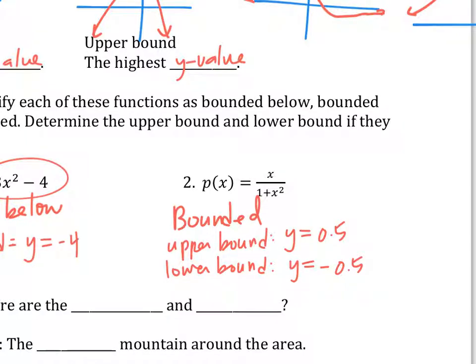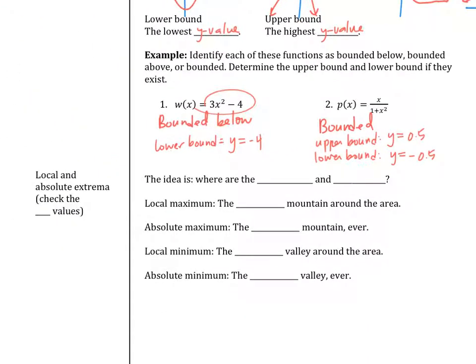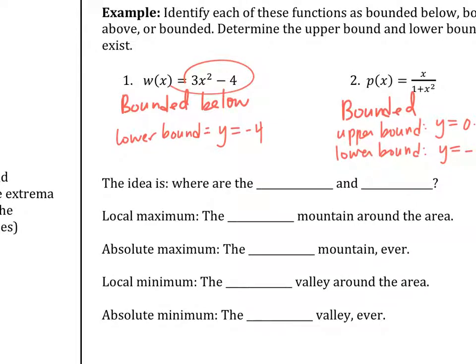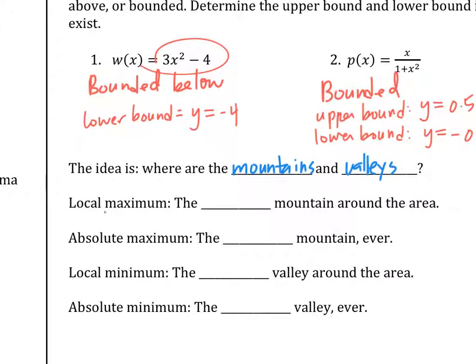All right, next vocab. Local and absolute extrema. What does that mean? It means where are the mountains and valleys of your graph? Basically, where are the highest point and the lowest point of your graph? We're looking at mountains and valleys because sometimes they're not going to be super high ones. They're going to be hills, but we still care about them. So maximum means the mountains. Minimum means the valleys. The difference is local and absolute.